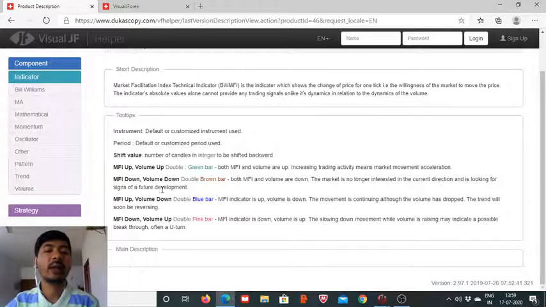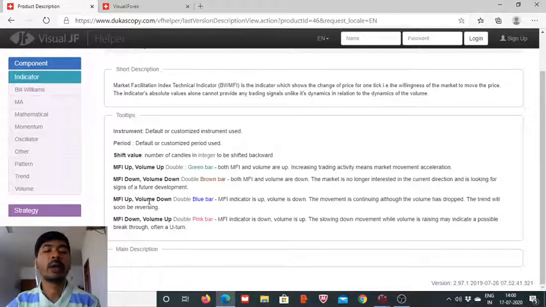When the MFI is down and the volume is down, that means the market participants are no longer interested in the current direction and are adopting a wait and watch approach for any sign of further development which will help them decide on which side the action is likely to shift. So in this instance, when the MFI is down and the volume is down, the interest in the underlying trend is drying up, and we are simply sitting on the sidelines in a way.